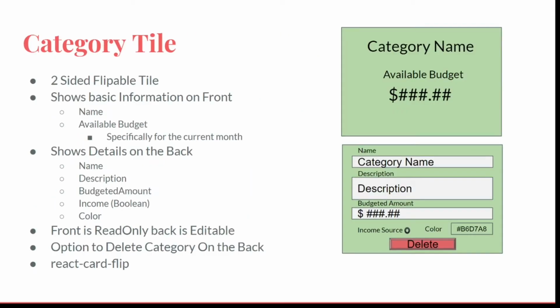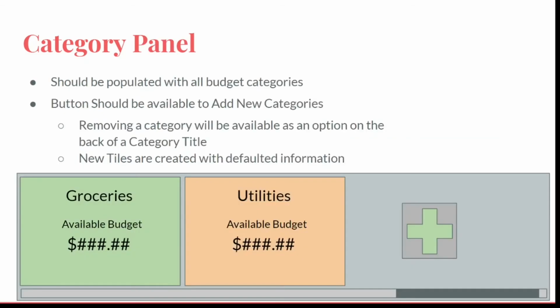The first component I want to talk about is the category tile. For this, I want to use the two-sided flippable tile. So one side is going to show all the basic information, like the name and the available budget for the specific month that you're in. And then on the back, it's going to show details, and this is where you can edit all of your category information as well. So name, description, budgeted amount, whether it's an income source, and the color. The front is going to be read-only. The back is going to have an option to delete that category. And I'm planning on using React Card Flip for this, which is a component that I found.